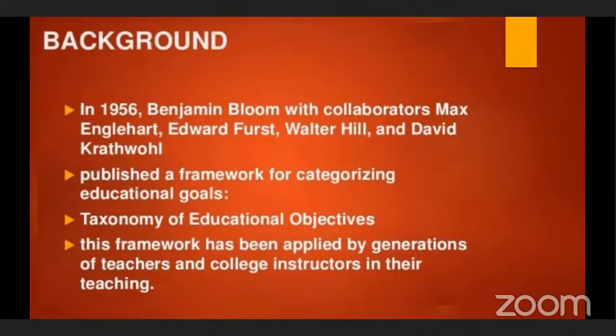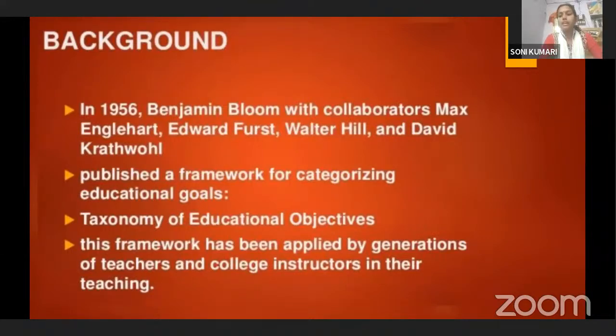This framework has been applied by generations of teachers and college instructors in their teaching. Overall, we can say that it is a framework to support teaching and learning. It is the most widely used and enduring tool through which to think about a student's learning.